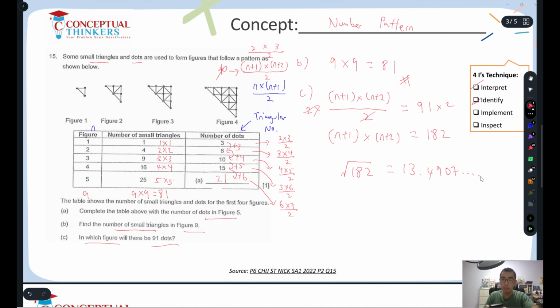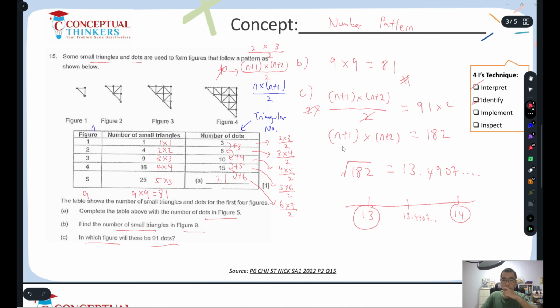13.4907, and you get a very whole big number. Now this means that if you look at the number line, it will be between 13 and 14. So 13.1 will be around here, 13.4907. Okay, so what you're going to do is, you're not using this number, you're going to use 13 and 14.